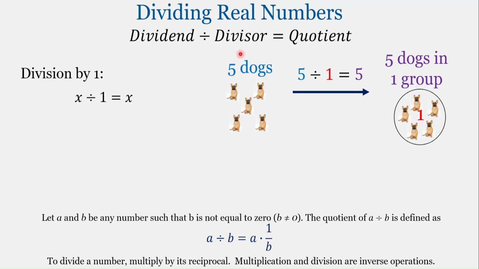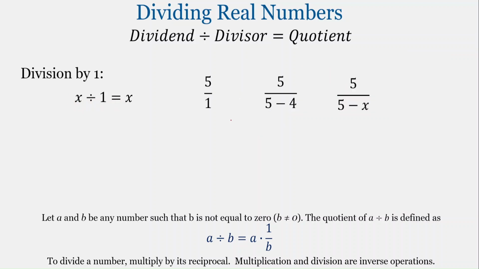Now we have division by 1. So we have 1 in the denominator. If I have 5 dogs and I want to put them into one group, there's going to be 5 dogs in that group. So x divided by 1 is equal to x. So 5 divided by 1 is 5. We do this math, we get 5 all over 1, and that's equal to 5. And then at x equal to 4, we have 5 all over 5 minus 4. That's equal to 5 over 1, and that's equal to 5.